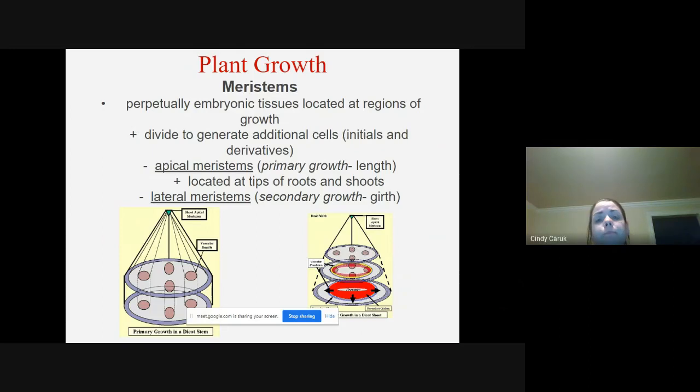Apical meristem is what makes the primary growth. It does the length. It's located at the tips of the roots and the shoots. Whereas lateral meristem does secondary growth. It is going to do the girth. So all plants show primary growth in length, but only some plants show secondary growth. And those are your woody plants.